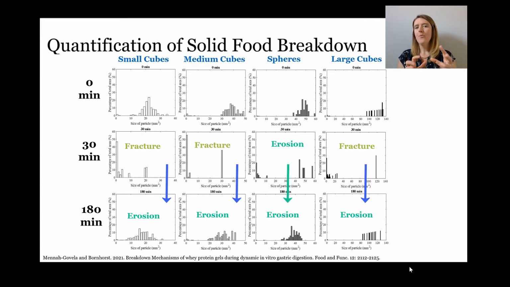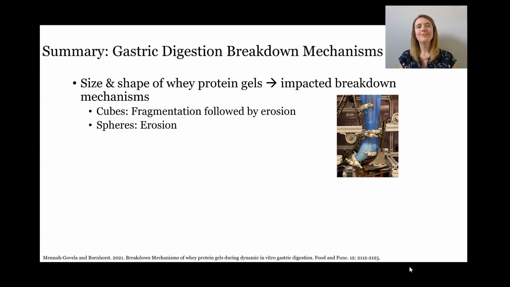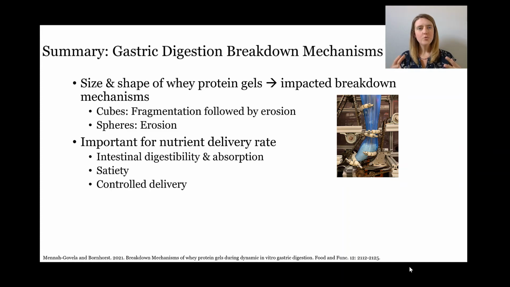However, for spheres, we never saw this rapid breakdown into tons of small particles. They were always breaking down through an erosion-like process. This is really interesting because we can see that the size and shape of these whey protein gels impacted their breakdown, where cubes were first fragmented followed by erosion, and spheres were only eroded through the entire digestion process. And this is really important to think about because this will impact our nutrient delivery rate.